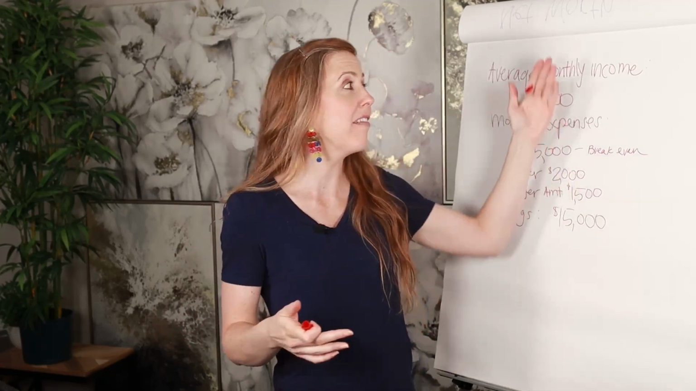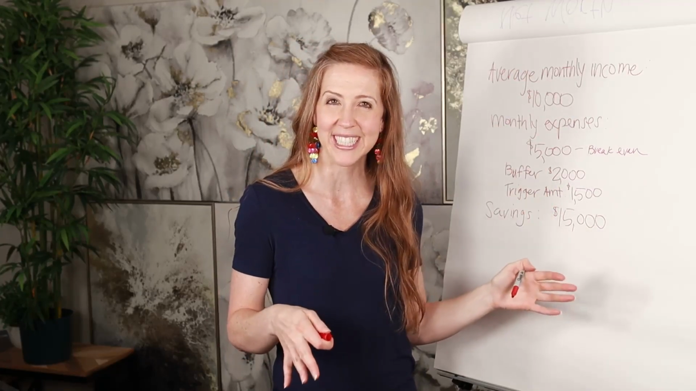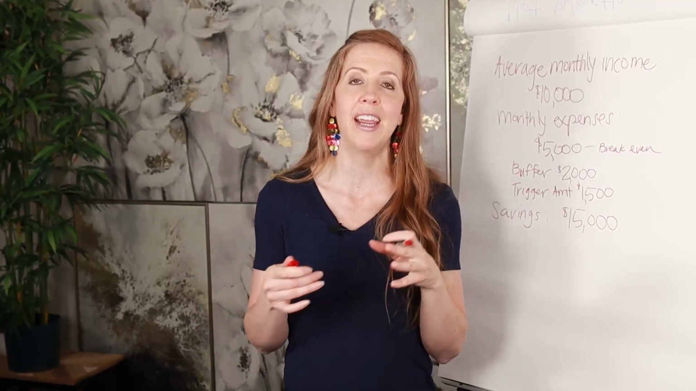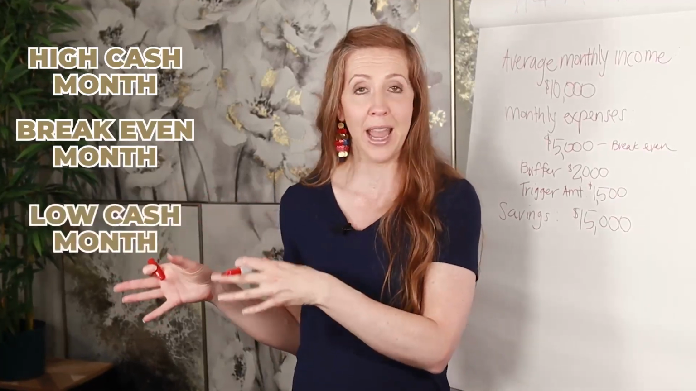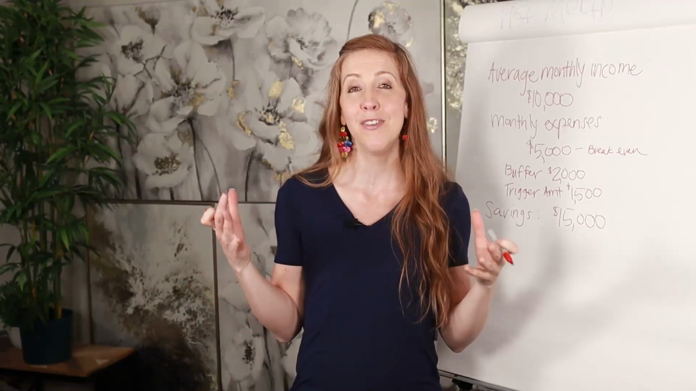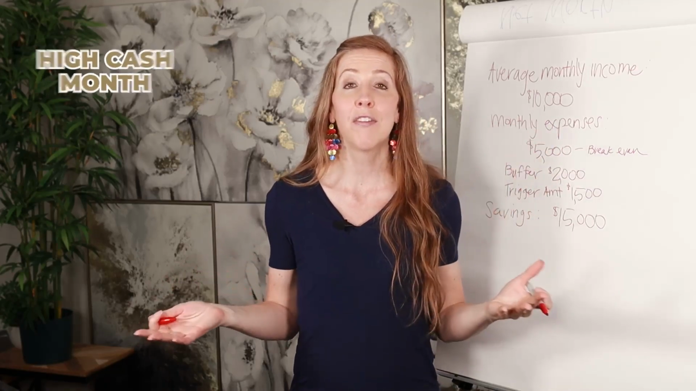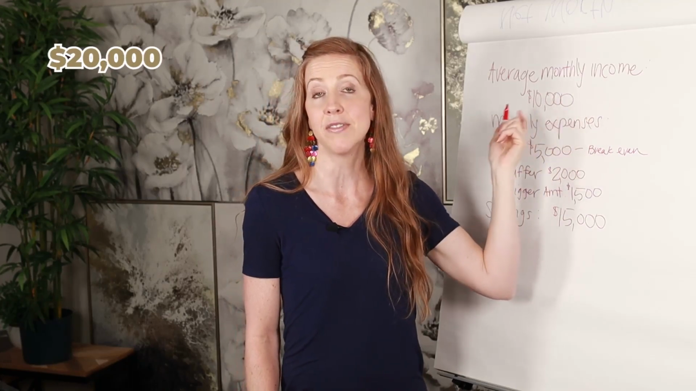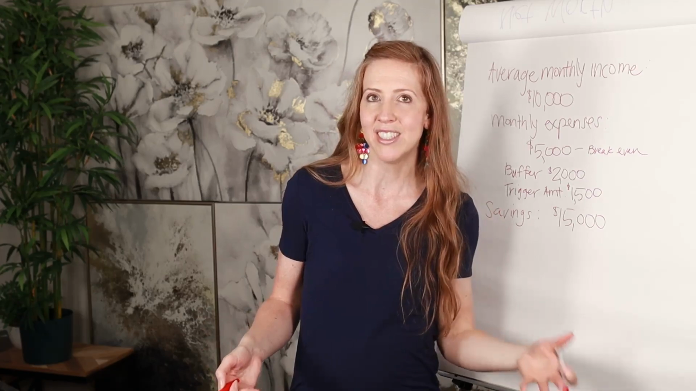So now that we have things set up, we know exactly where we are, because that's super important. We are going to ask ourselves what we would do when we have a high cash month, or a break-even month, or a low cash month. Let's start with the most fun one. This would be when we have a really high cash month. So for example, maybe we are making $20,000 instead of an average of $10,000 that month. What are we going to do with that extra $10,000?